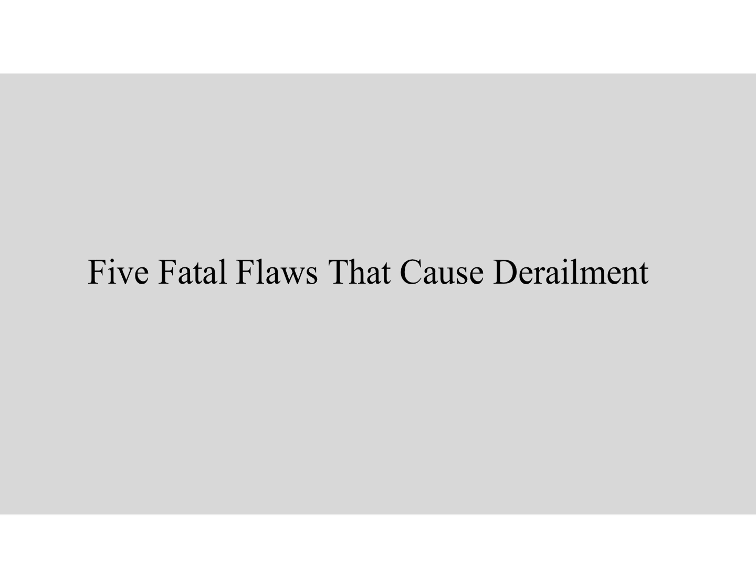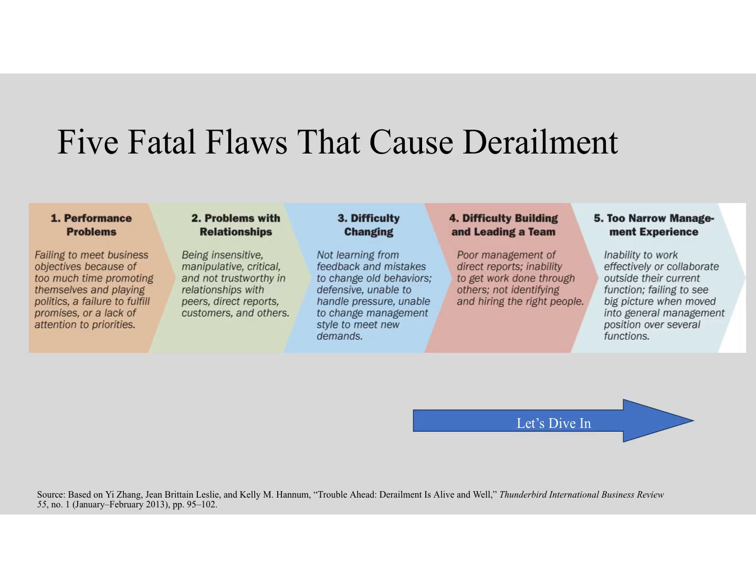Five fatal flaws that cause derailment. You've reached a level in your leadership and something goes wrong. I'm going to read these quickly and then I'll refer to the slides one by one. Five fatal flaws that cause derailment include performance problems, problems with relationships, difficulty changing or adapting, difficulty building and leading a team, and a too narrow management experience.